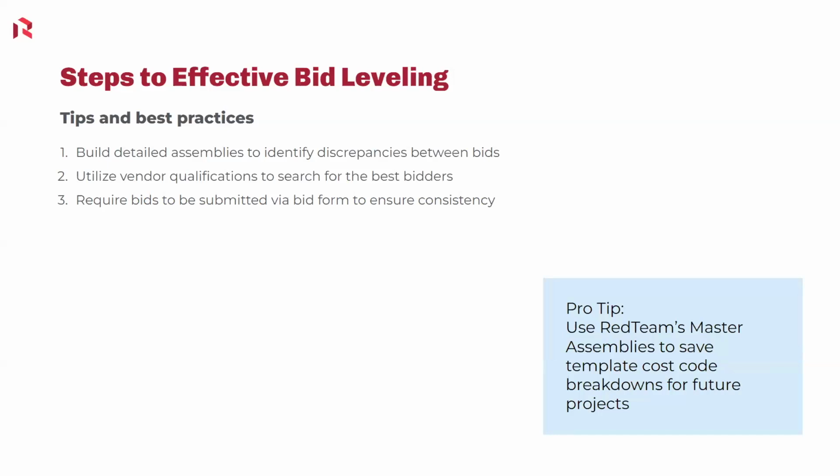But one thing is to build detailed assemblies. We're going to show the process of this in just a minute here. But building a detailed assembly is going to help you so that you have that breakdown, so you can quickly identify the discrepancies between the bids and the different bids submitted by your bidders.